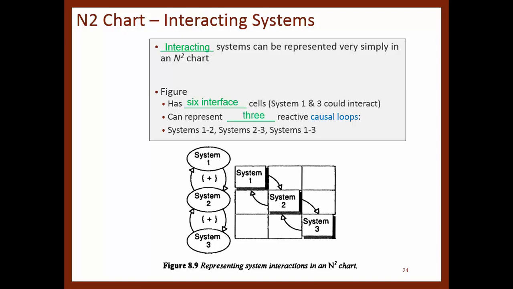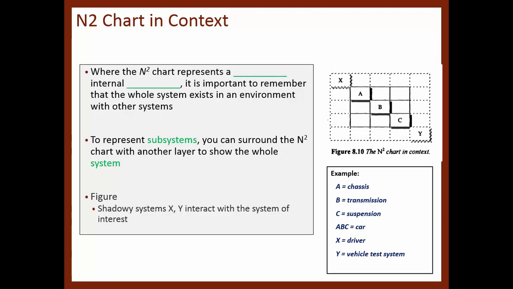This can represent three reactive causal loops, which are represented on the left side of this figure for system one and two, system two and three, and systems one and three. Where the n-squared chart represents a system's internal subsystems, it is important to remember that the whole system exists in an environment with other systems. So to represent subsystems, you can surround the n-squared chart with another layer to show the whole system.